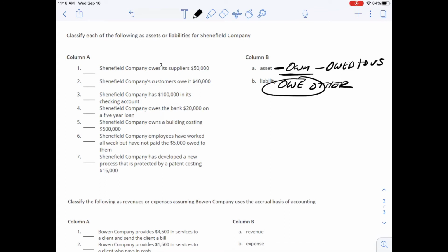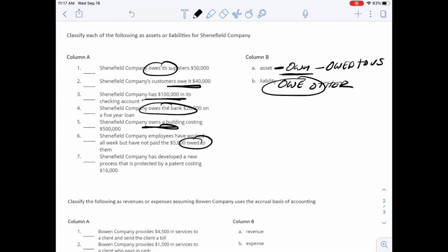In the first one, we owe our suppliers $50,000. Next one, someone owes us money, so that's owned. Next one, that cash in the account, we own that. The next one, we owe the bank. Next one, we own that building, so it would be an asset. The next one, we owe our employees money, so that would be a liability. And finally, we own this patent.